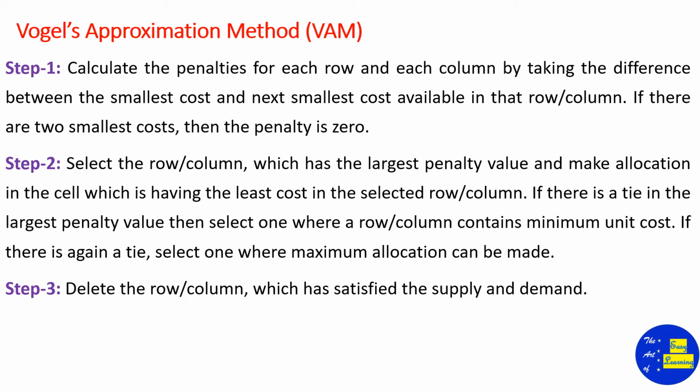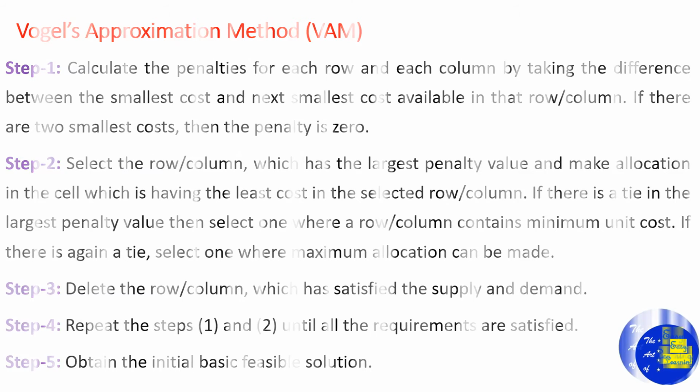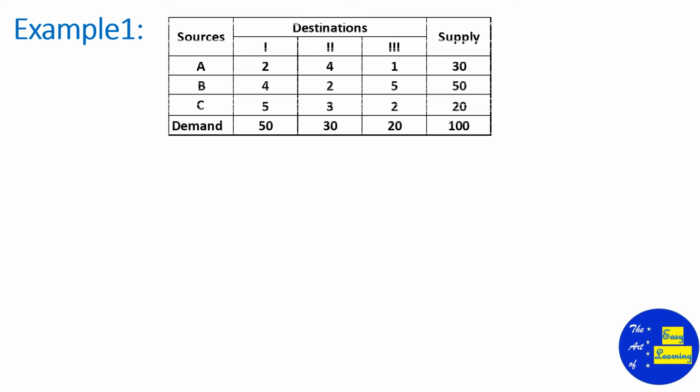After this allocation, suppose if the demand and supply constraints are satisfied, then we have to remove the particular row or column. So this process is continued until all the requirements are satisfied. Now we'll see an example so that it will give us more clarity.